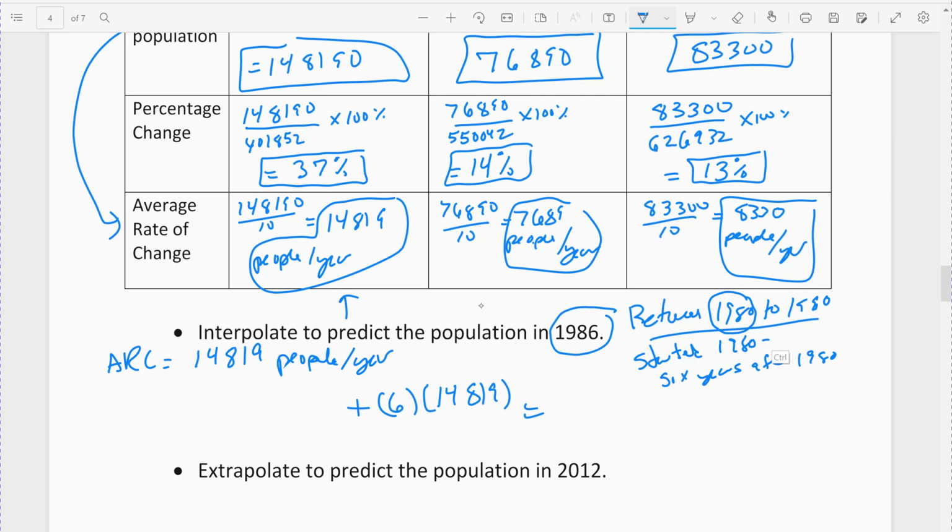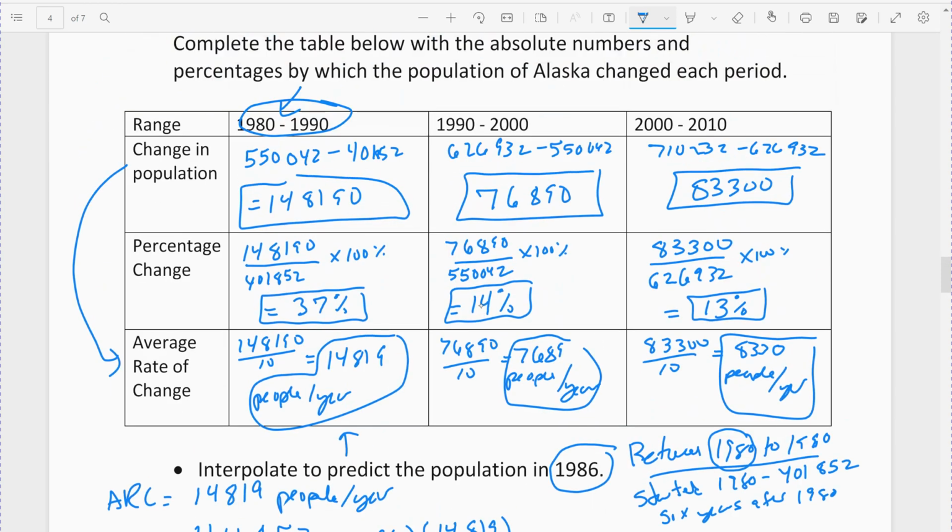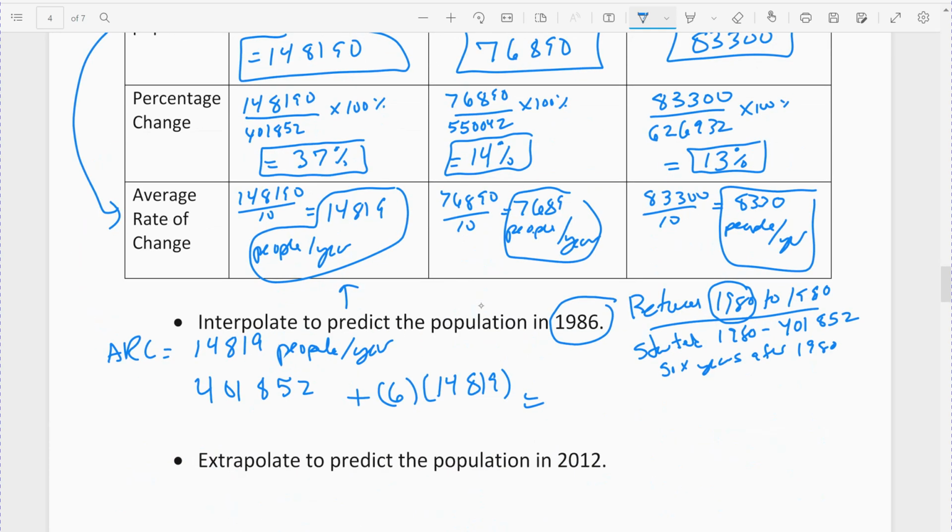I needed to use the 401,852 from 1980, so I start with 401,852, and then I add 6 of those. And again, the reason I knew it wasn't right is that when I typed the numbers out on my calculator, it came out bigger than the value, like 63,000, and I go, well, that can't be right, because my 1990 value is 550, and then I realized what I did.